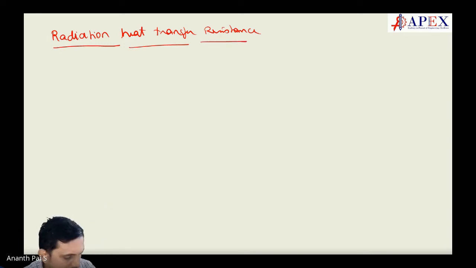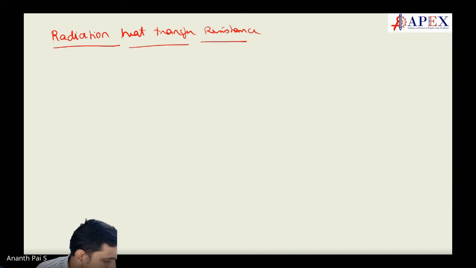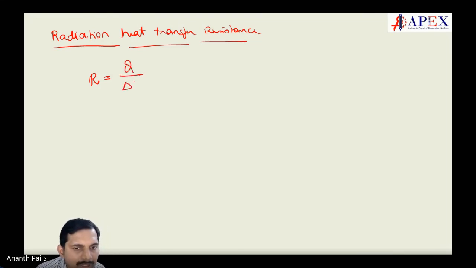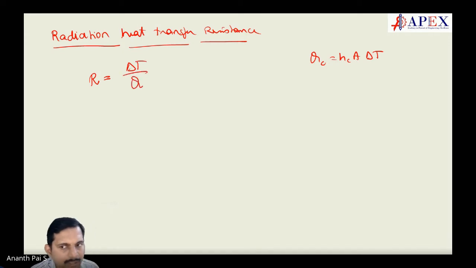Generally, resistance is heat transfer divided by temperature difference, is it not? For example, if you consider Q using conduction, it's h A into delta T. Resistance is delta T by Q, I'm sorry. Delta T by Q, correct? That is the radiation resistance. So delta T by Q is the resistance.